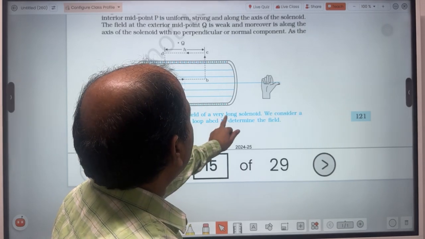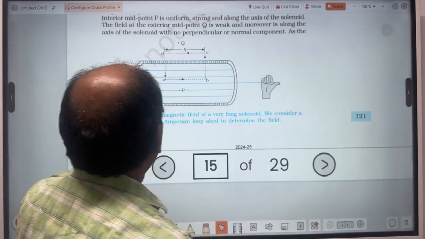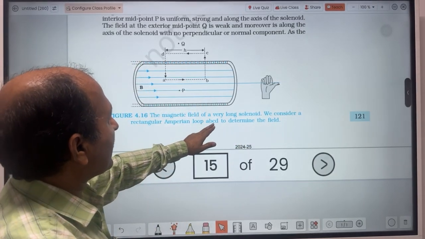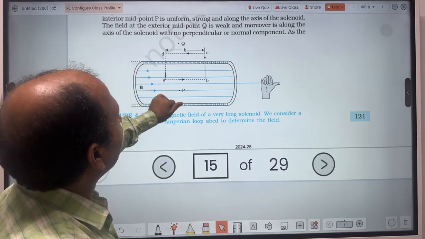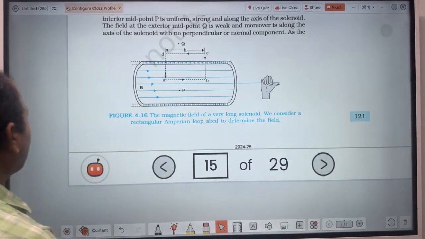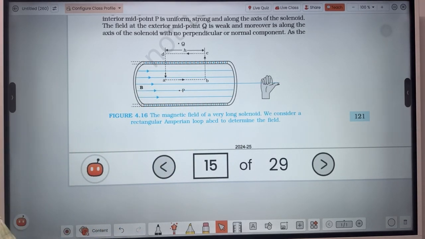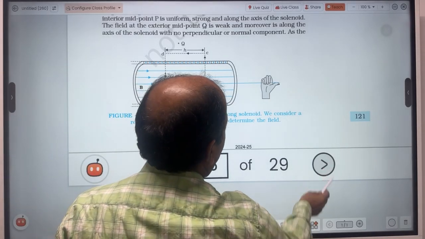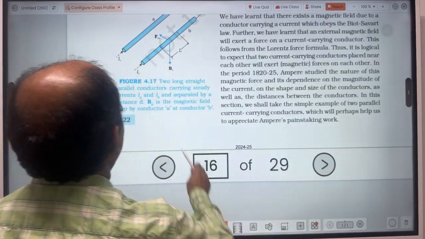The magnetic field of a very long solenoid: we consider a rectangular Amperian loop ABCD to determine the field. This is an Amperian loop because we are going to make use of Ampere's circuital law, and you know what it is.